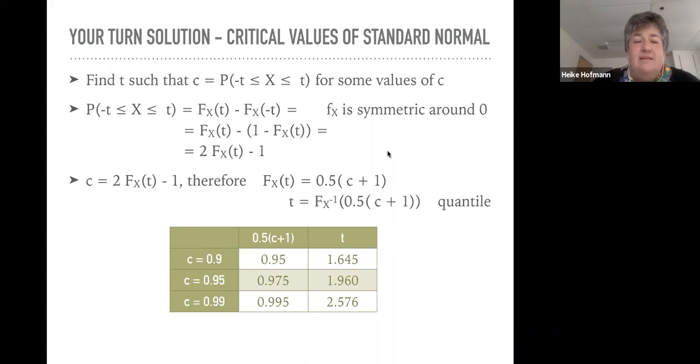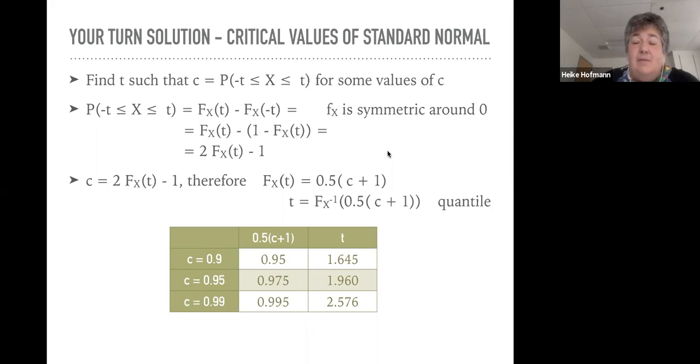So C is the probability that we want to find, which means that if we solve now for t, we get some expression in C. So t is equal to the quantile. The negative one refers to the inverse of the distribution function here, not the inverse of x. That looks a bit strange.